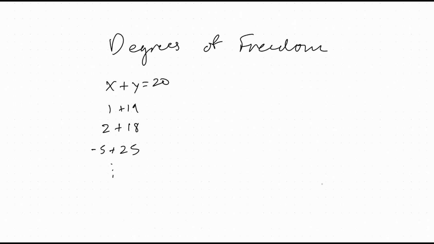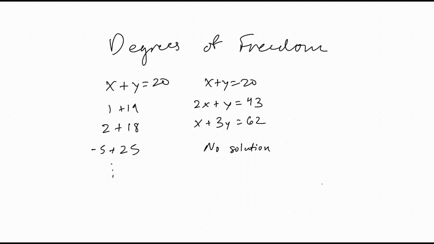Let's take the opposite case. Let's say we have three equations. Something like this. Now, if you were to actually try and solve this, you would find that there's actually no solution. And the problem here is we have too many equations. We can't satisfy all three of them at the same time with just two variables. So there's no solution.